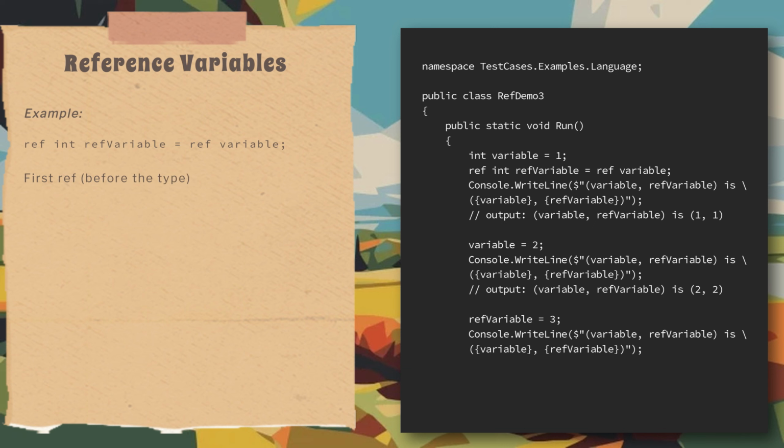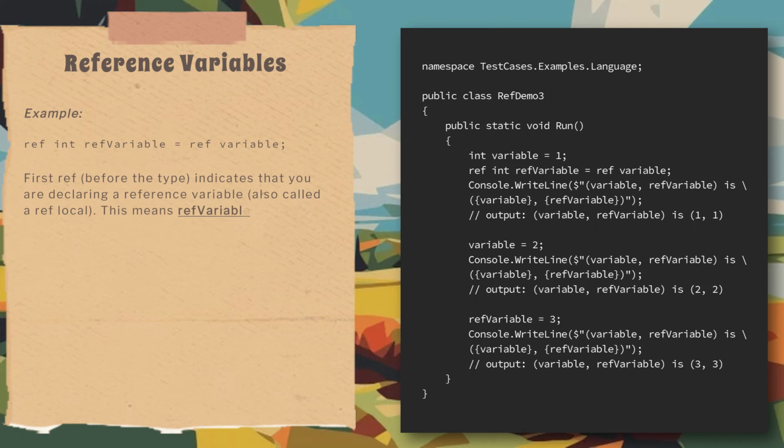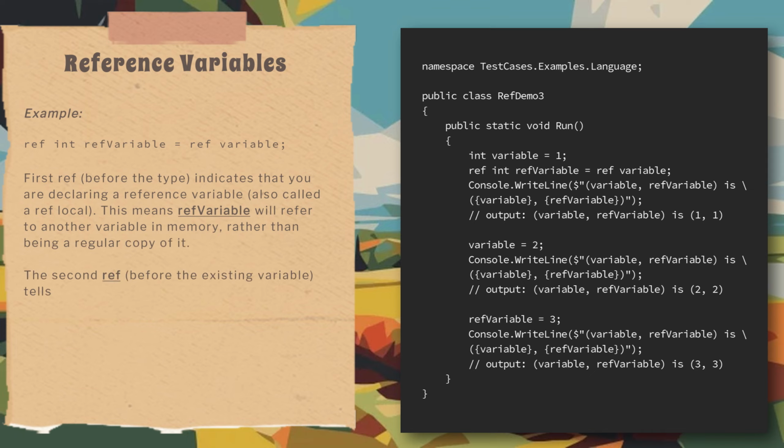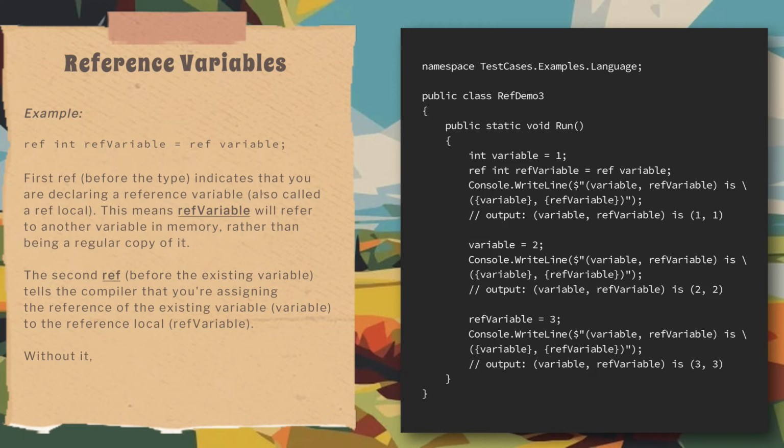The first ref indicates that you are declaring a reference variable. This means the reference variable will refer to another variable in memory, rather than being a regular copy of it. The second ref tells the compiler that you are assigning the reference of the existing variable to the reference local variable. Without it, the compiler would try to assign the value of the variable, not its reference, which doesn't work for reference locals.